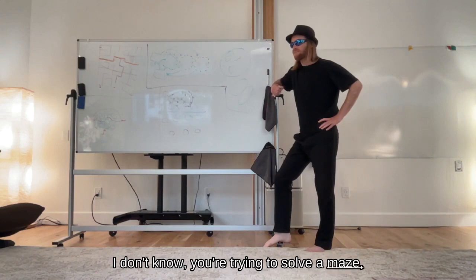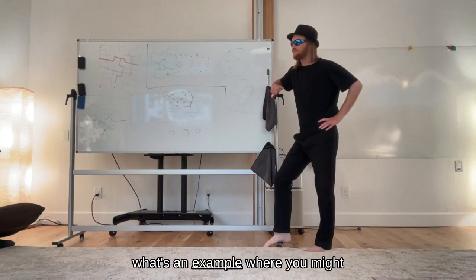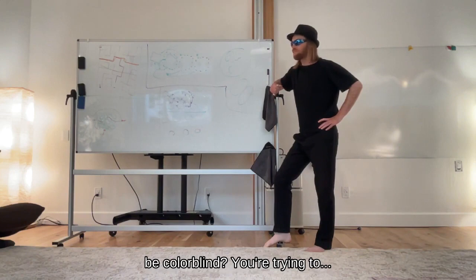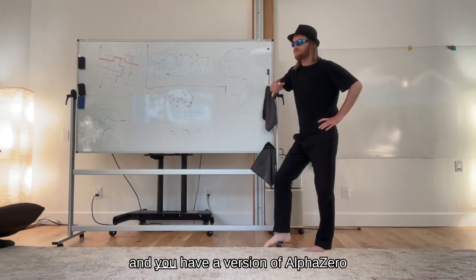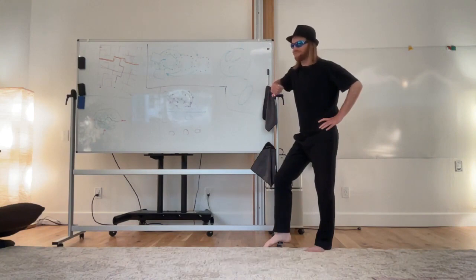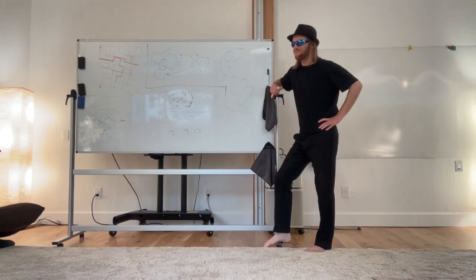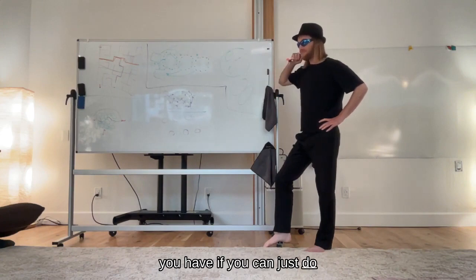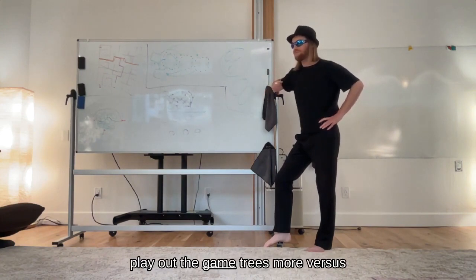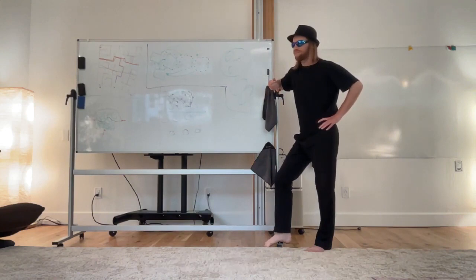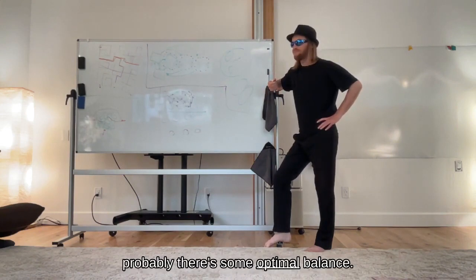Like, you have AlphaZero, and you have a version of AlphaZero that has a bigger Monte Carlo tree search versus a bigger value network. I don't know if you end up with different personalities in play based on the different strengths you have: if you can just play out the game trees more, versus having better intuitions about which ones are good. Probably there's some optimal balance.